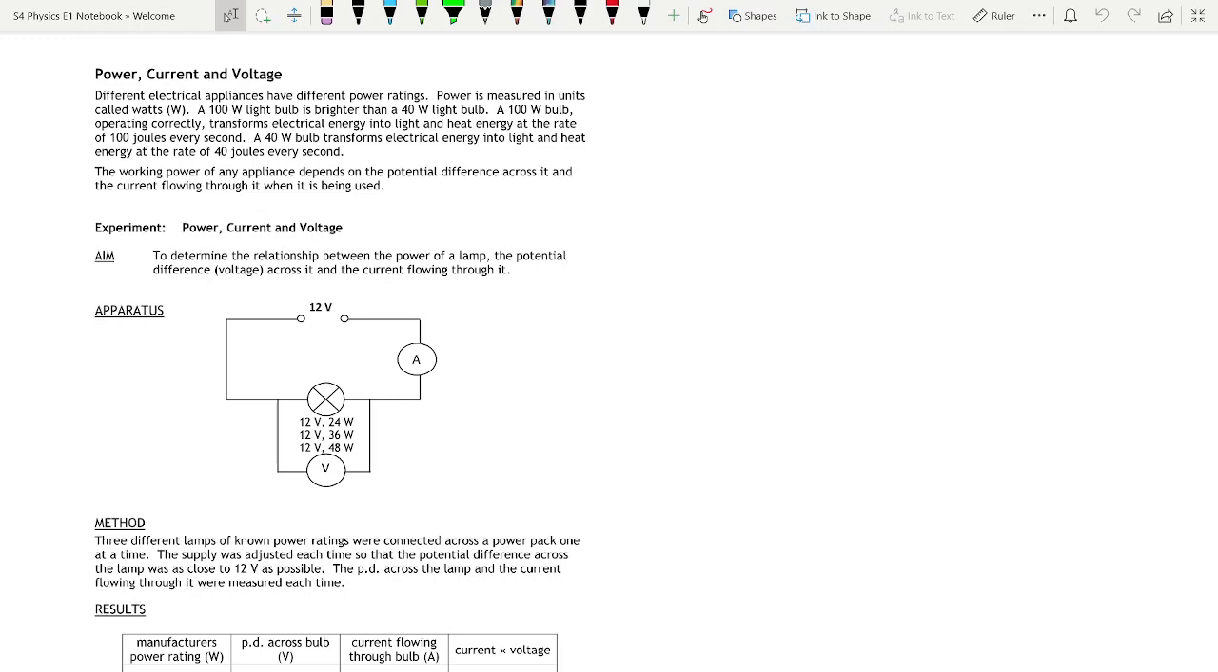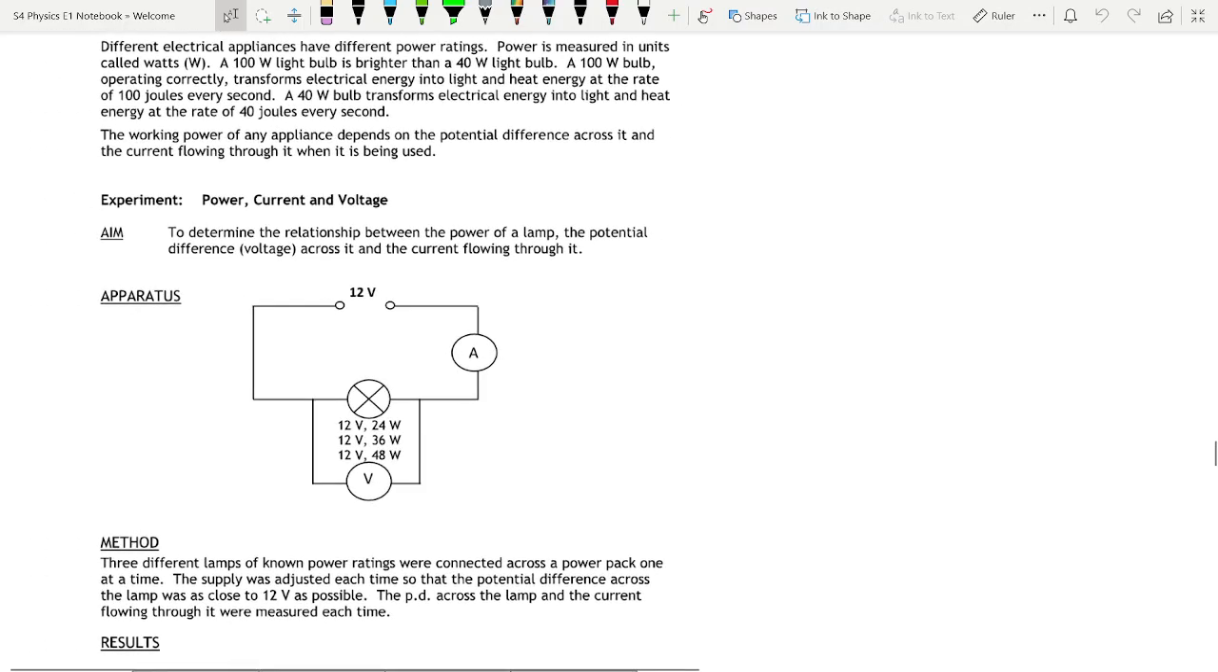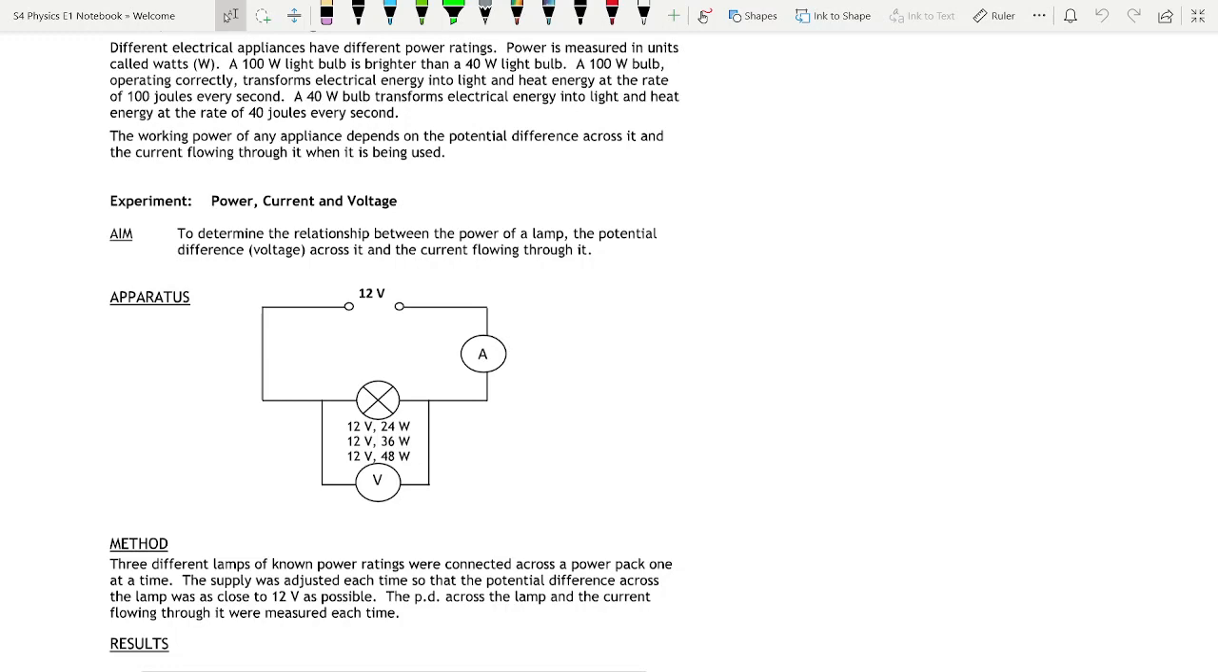So different electrical appliances have different power ratings. Power is measured in units called watts, and a 100-watt light bulb is brighter than a 40-watt light bulb. A 100-watt bulb operating correctly transforms electrical energy into light and heat energy at the rate of 100 joules every second. A 40-watt transfers it at 40 joules every second. Okay, so the working power of any appliance depends on the potential difference across it, the voltage across it, and the current flowing through it when it's being used.